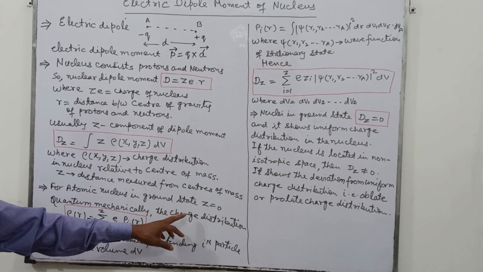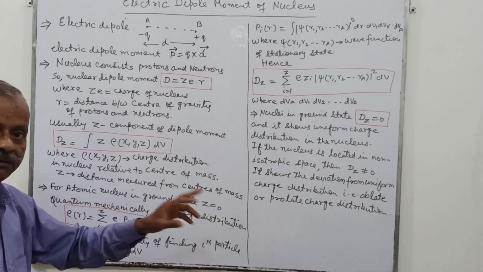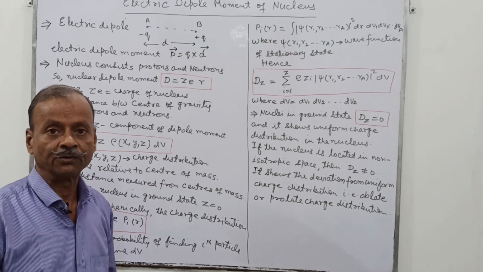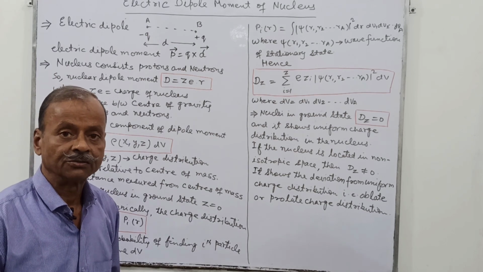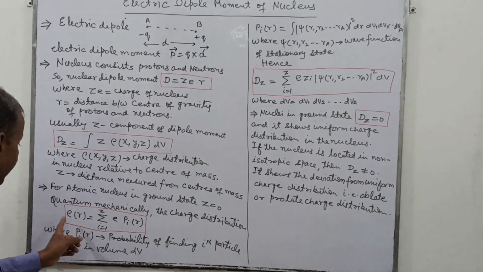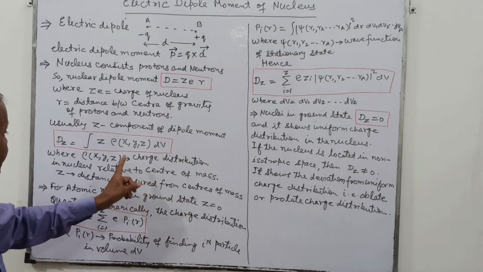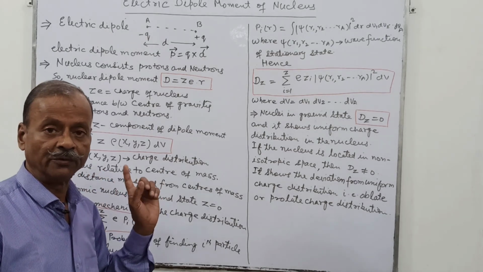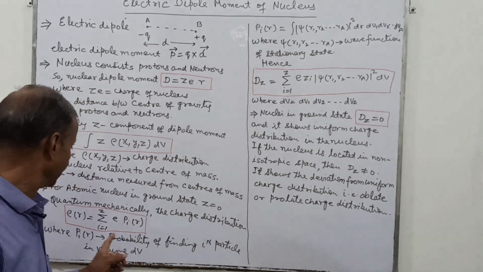For an atomic nucleus in the ground state, Z equals 0 because the center of gravity of the protons and neutrons coincide. So the distance between them is 0. This shows that if we keep this Z equal to 0, then definitely the electric dipole moment is 0.